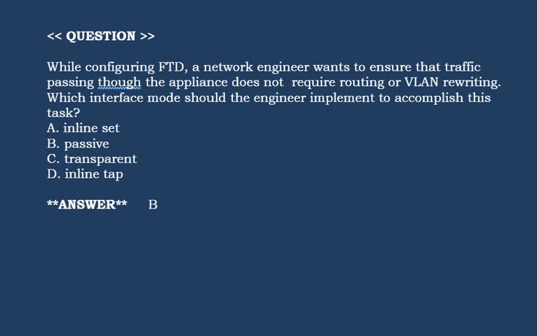Next question is: while configuring FTD, a network engineer wants to ensure that traffic passing through the appliance does not require routing or VLAN rewriting. Which interface mode should the engineer implement to accomplish this task? Option A, inline set. Option B, passive. Option C, transparent. Option D, inline tap. Correct answer is option B.